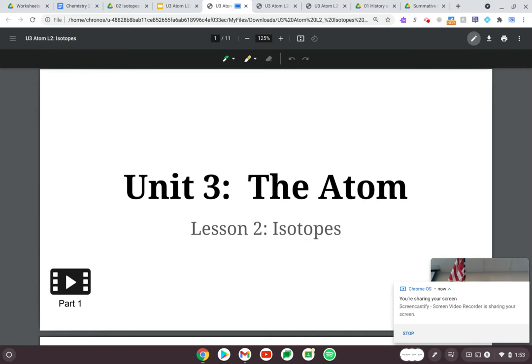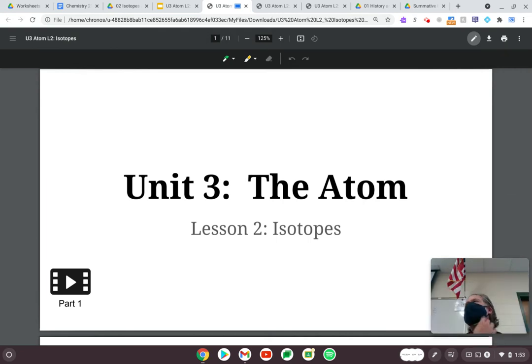All right, so today we're going to talk about isotopes. And you might commonly know the word isotope probably from TV or movies. Somebody might talk about an isotope somewhere.